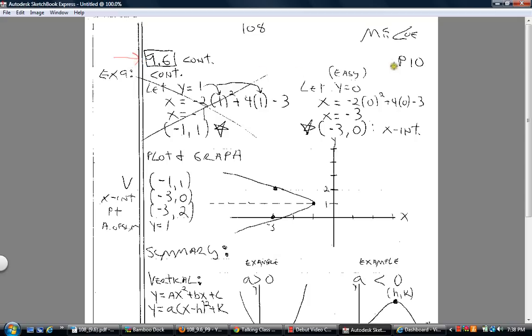We've been working hard. We're doing page 10. This is our biggest section of the whole semester as far as pages of class notes, so we made it. Okay, so we were working on example 9.